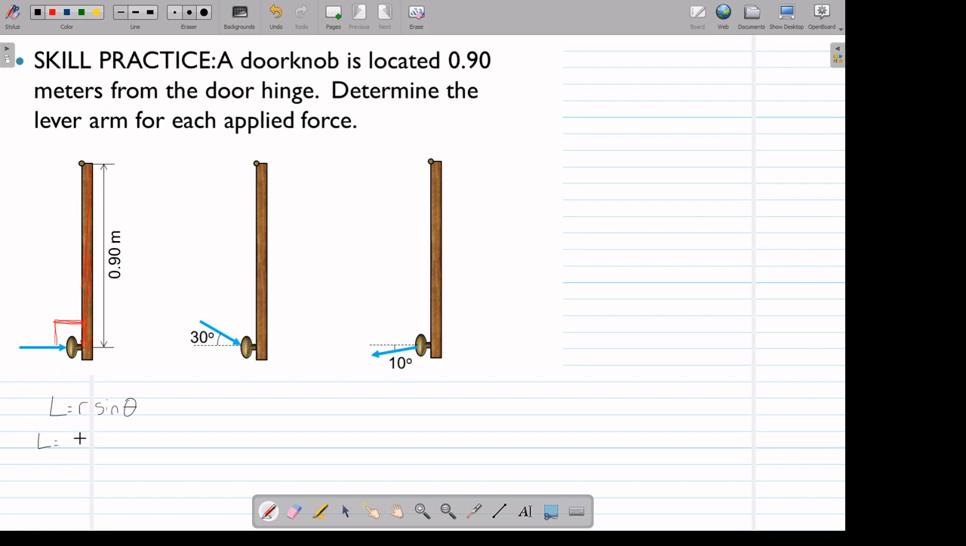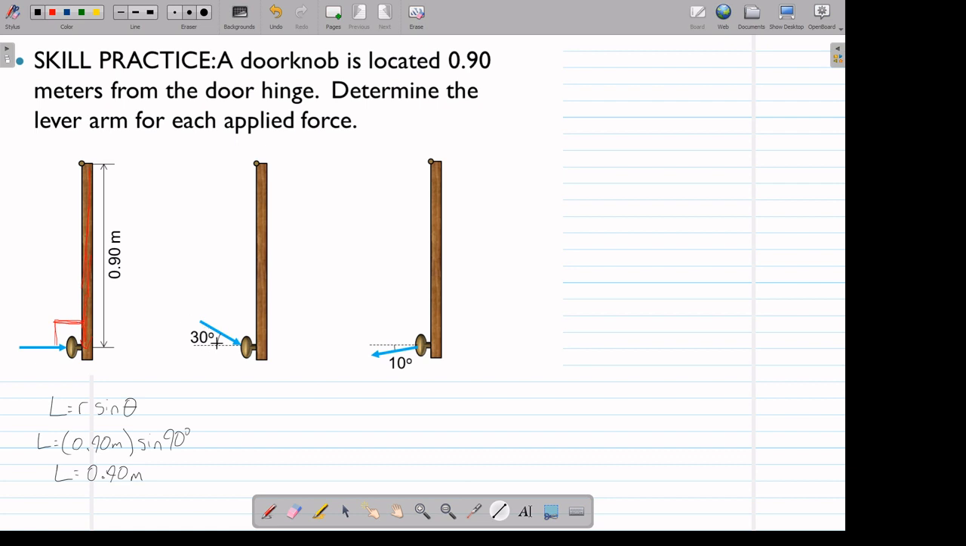Well, of course, the radius is 0.90 meters, which is the width of the door, the distance from the hinge to the doorknob, and theta is 90 degrees. And the sine of 90 degrees is 1. So the lever arm is equal to the width of the door, 0.90 meters. Okay, so that's pretty easy. But let's take a look at this next situation.